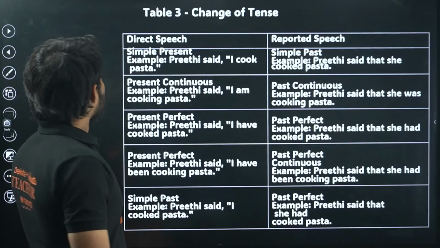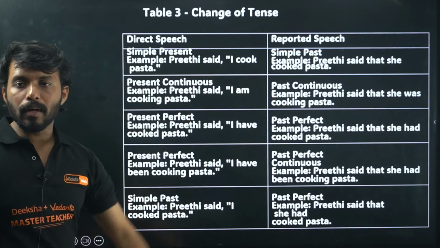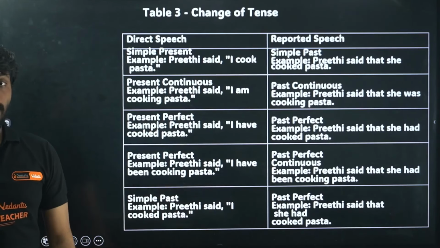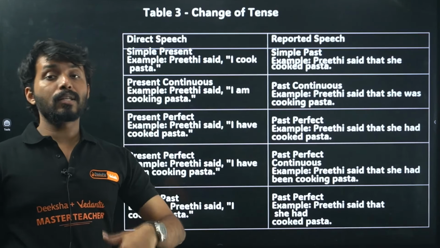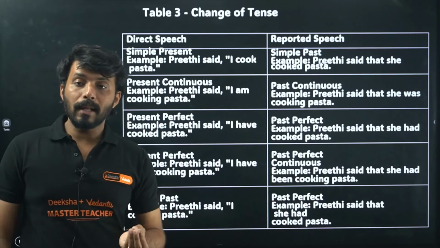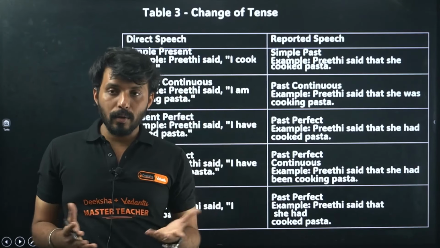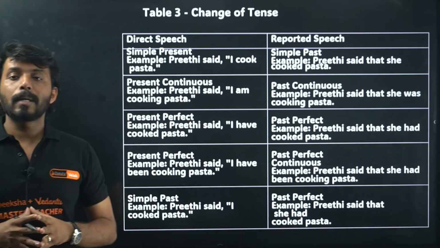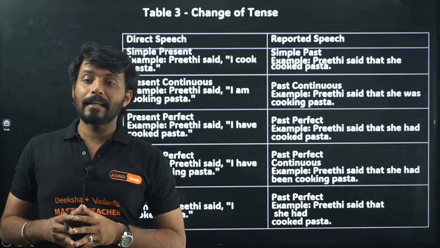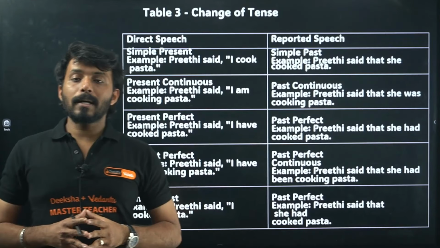So again, the same change of tense, simple present getting converted to simple past, with a different set of examples. Preeti said, I cook pasta. Preeti said that she cooked pasta. That is in the simple past. Present continuous. Preeti said, I am cooking pasta. Past continuous. Preeti said that she was cooking pasta. So that becomes past continuous. Present perfect. Preeti said, I have cooked pasta. Past perfect. Preeti said that she had cooked pasta. That becomes past perfect.